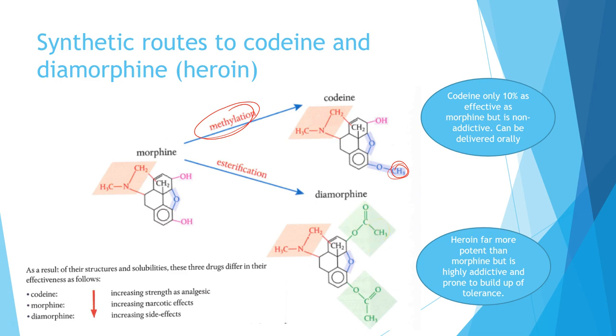Okay, so heroin is far more potent, it's much stronger. Okay, codeine is only 10% as effective as morphine, but is generally non-addictive, so we can deliver it orally. Heroin, however, is far more potent than morphine and is highly addictive and leads to high levels of tolerance. So this is our increasing strength as an analgesic here, as well as increasing narcotic effects and increasing side effects.